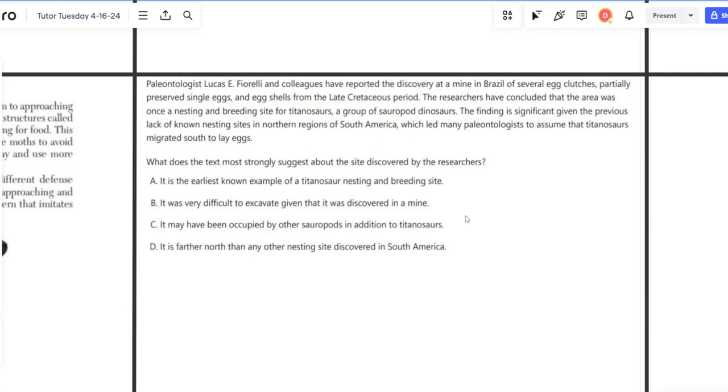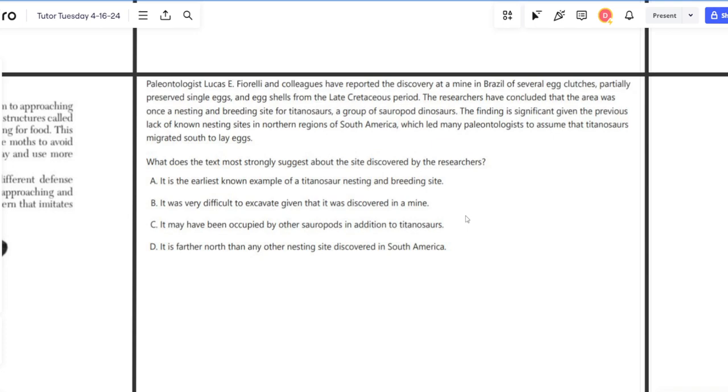The question asks, what does the text most strongly suggest about the site discovered by the researchers? So what does it say? Let's see. Paleontologist Lucas E. Fiorelli and colleagues have reported the discovery at a mine in Brazil of several egg clutches, partially preserved single eggs and egg shells from the late Cretaceous period. The researchers have concluded that the area was once a nesting and breeding site for titanosaurs, a group of sauropod dinosaurs. The finding is significant given the previous lack of known nesting sites in northern regions of South America, which led many paleontologists to assume that titanosaurs migrated south to lay eggs.